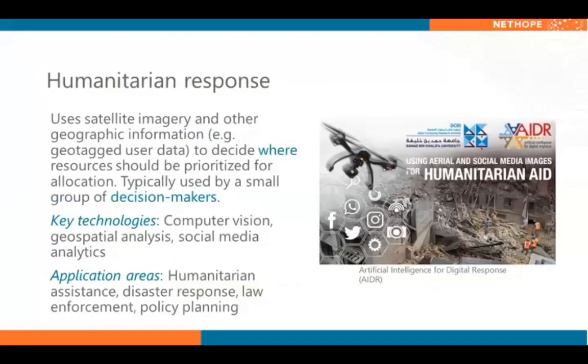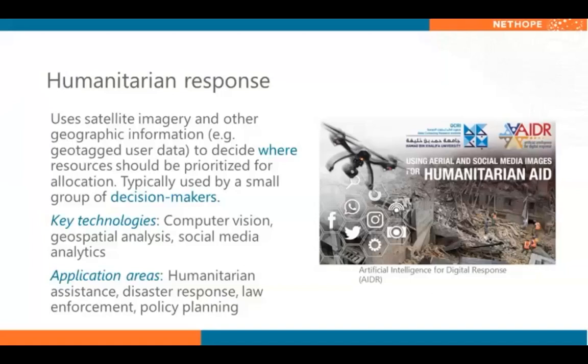Okay, next slide. Another example to share in terms of key AI capabilities and what that looks like on the ground is using AI for humanitarian response. This is an example, ADAR, that is artificial intelligence for digital response. In terms of disaster response, it's trying to get information processed and targeted at a rate much faster than has been possible with traditional methods.